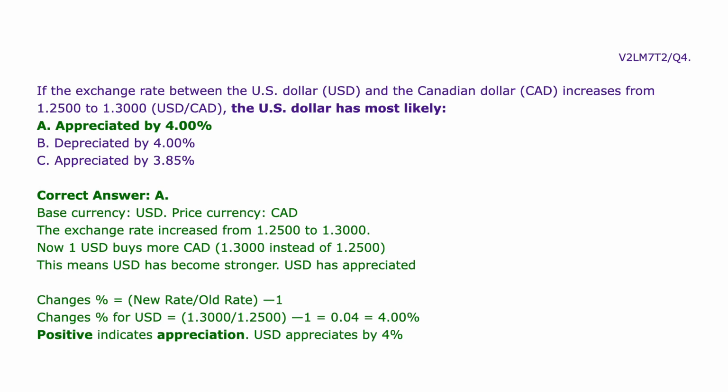The exchange rate convention A/B defines currency B as the base currency, the unit of one, and currency A as the price currency. Because the rate increased, 1 unit of the base currency, USD, now buys more units of the price currency, CAD, which means the USD has appreciated. To find the change, you divide the new rate by the old rate and subtract 1. A positive result, 0.04 or 4%, confirms appreciation of the base currency.